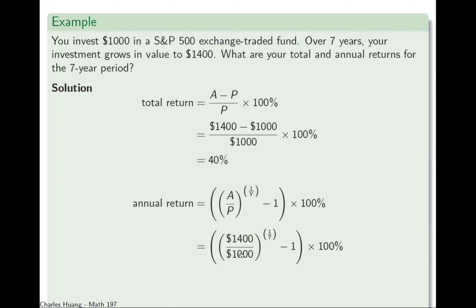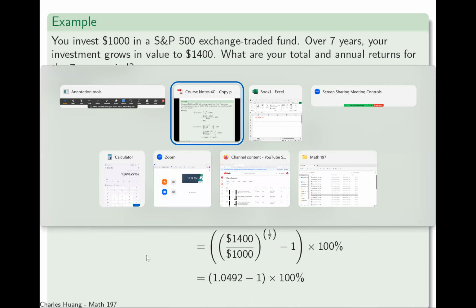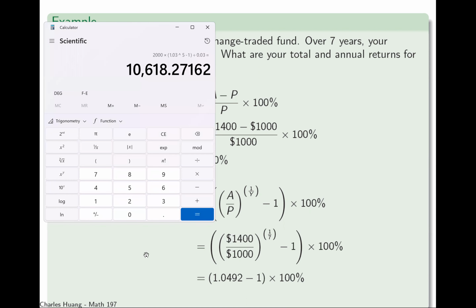You can do 1,400 divided by 1,000 and get 1.4. And you can do 1 divided by 7 separately, and you'll get a decimal number. Here, I chose to do everything all together. But you can do it in a different way. And in fact, I recommend doing it this way and find that the exponent over here is 0.14285.